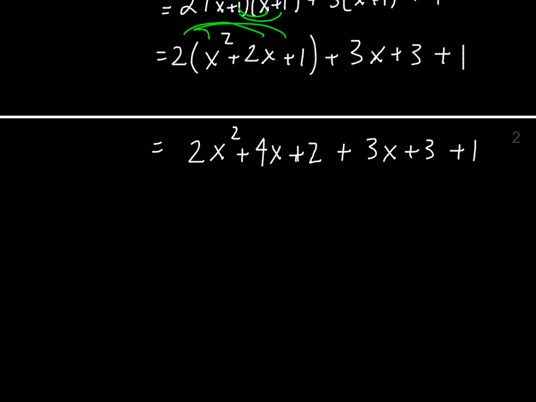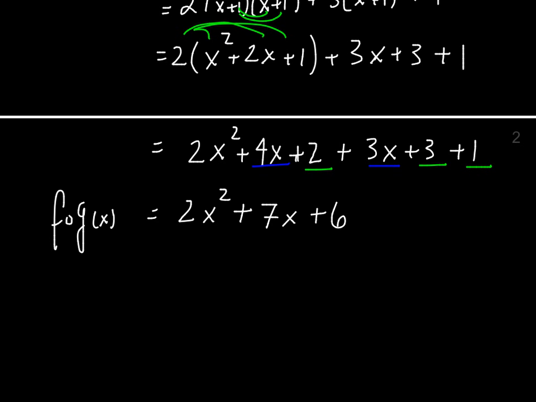There's no similar term that has an x squared in it, so that stays as it is. So I have equals 2x squared. And then I notice that there's a 4x, which is common, and that has a common term with 3x. And then the 2, the 3, and the 1 are similar terms, so I can group them together as well. So starting with the 4x plus 3x, I get plus 7x. And then 2 plus 3 plus 1 is plus 6. So after composing f with g, I get 2x squared plus 7x plus 6.